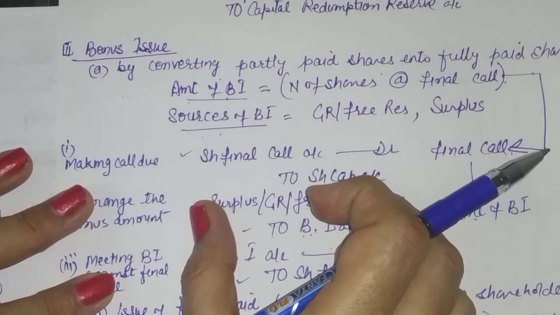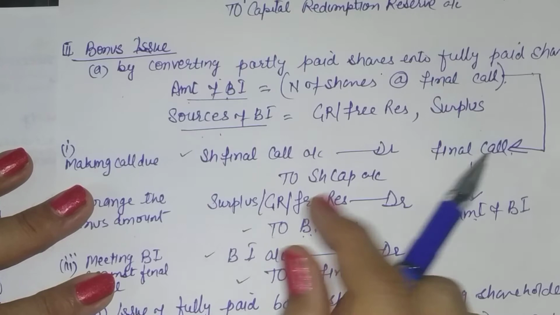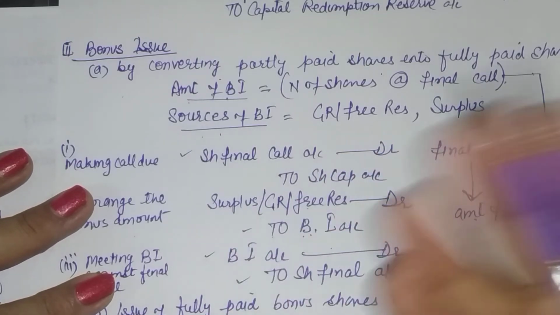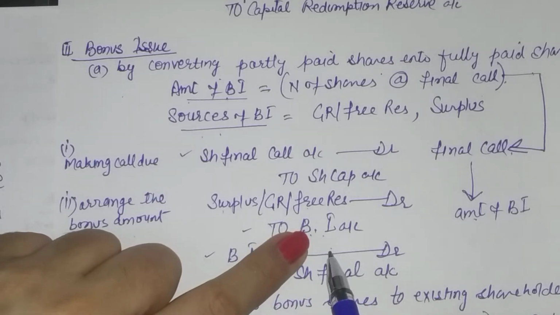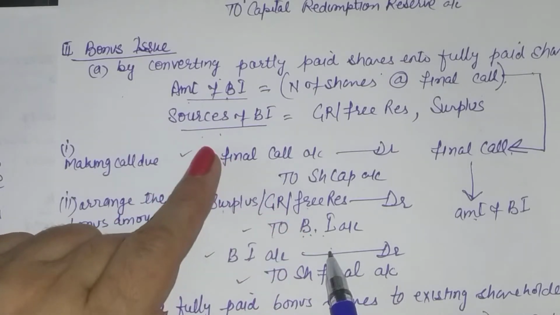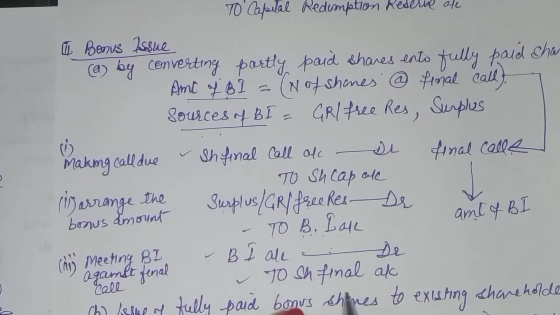As you are utilizing these reserves, their amount will reduce in the final balance sheet. Put it into bonus issue. Now match this bonus issue against the share final call. So bonus issue to share final call.